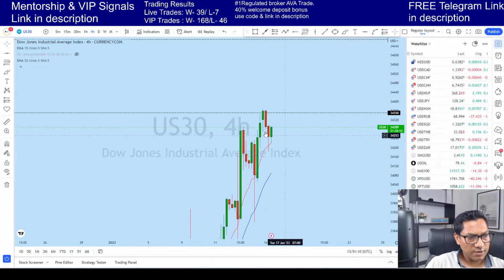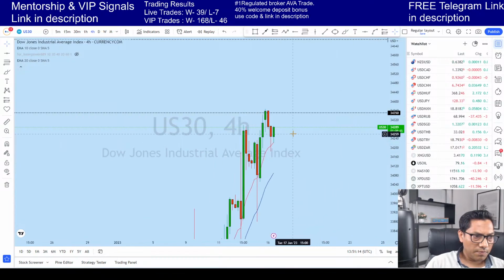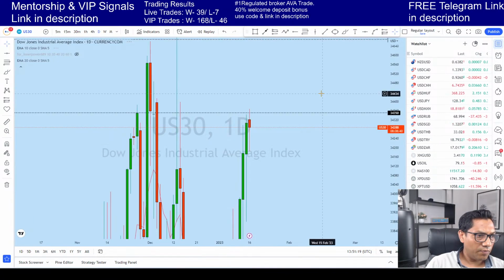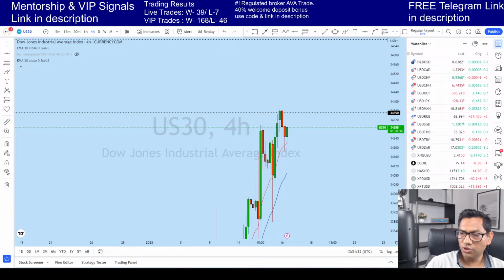Okay, so you see that for me this price action is still bullish. But at the same time, if we see other pairs reversing from that zone, we'll see that, but for the time being it's still bullish.